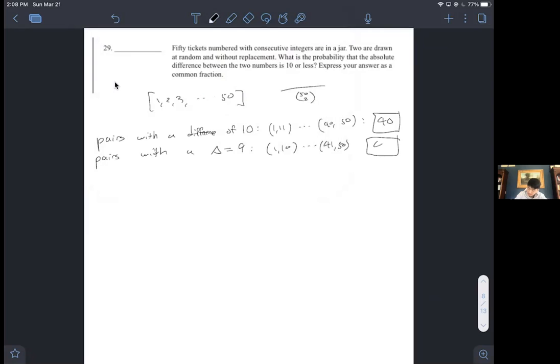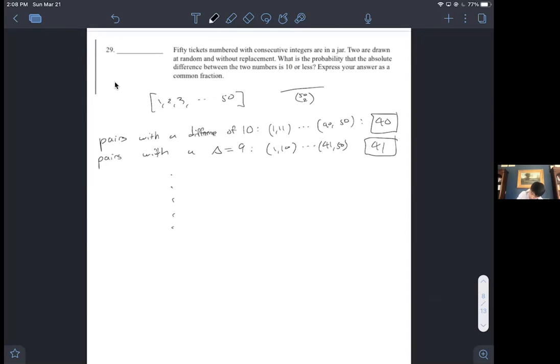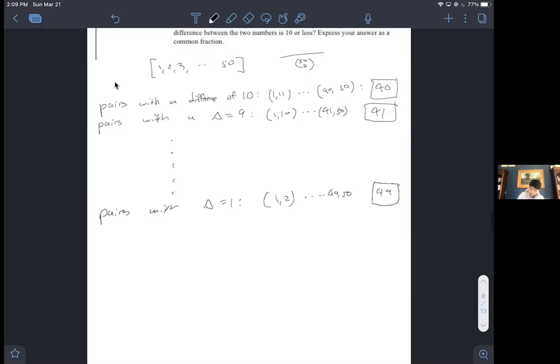different pairs of numbers which differ by exactly 9, and so on until pairs with a difference of 1, which are 1 and 2, all the way up to 49 and 50, which is a total of 49. So that means the total number of pairs is 40 plus 41 plus all the way up to 49. And we're dividing by the total number of pairs, which is 50 choose 2.